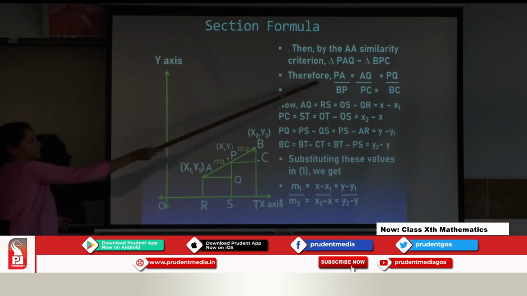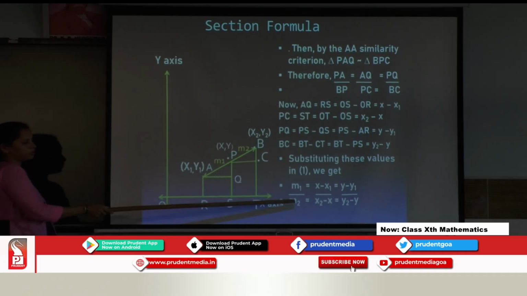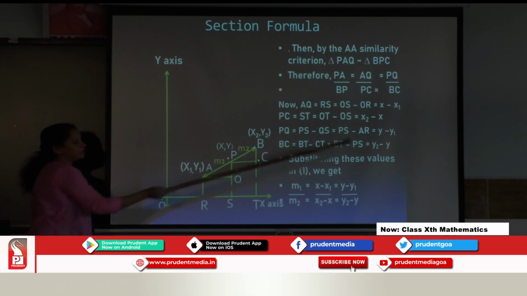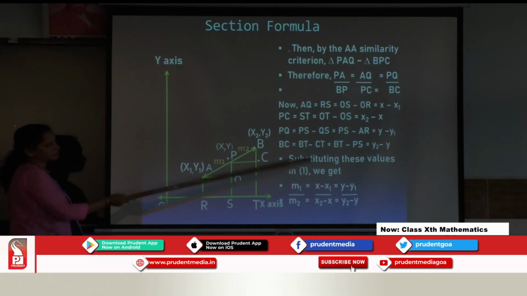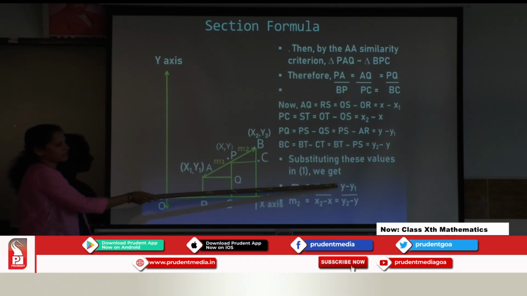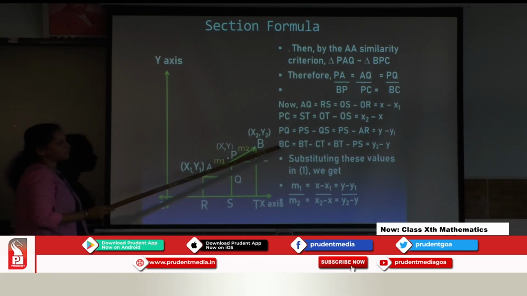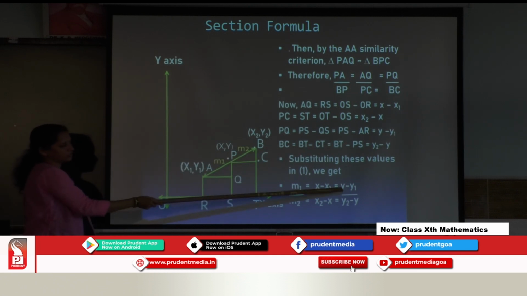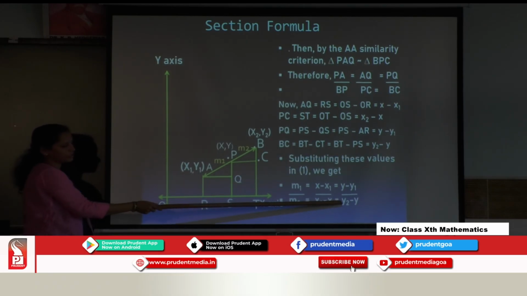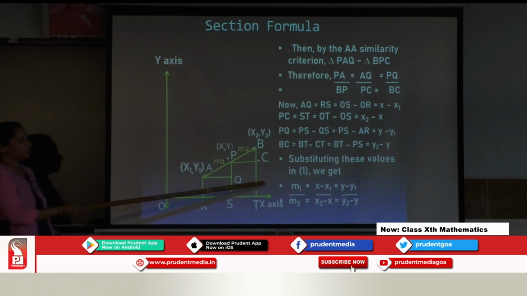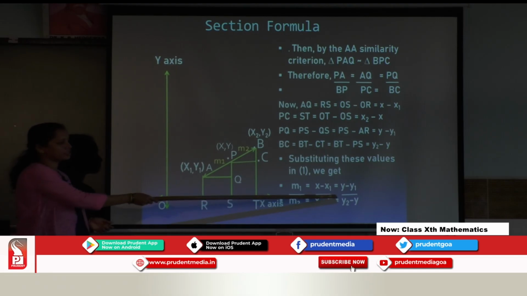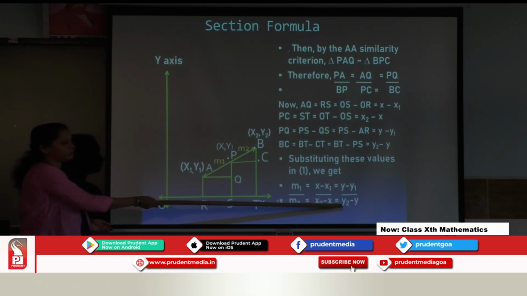M1 upon M2, that is PA upon BP, is equal to AQ, which is X minus X1, that we got here, and PC is equal to X2 minus X, and PQ is equal to Y minus Y1, and BC is equal to Y2 minus Y. So M1 upon M2 is equal to X minus X1 upon X2 minus X, which is equal to Y minus Y1 upon Y2 minus Y.